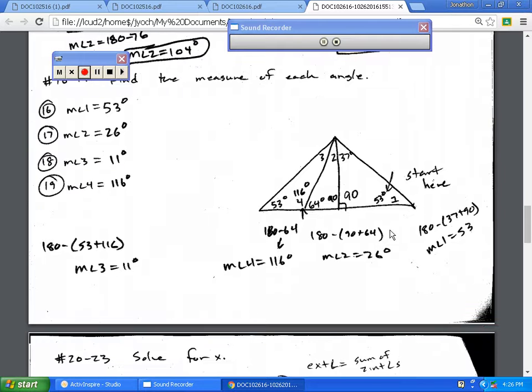Guys, on 16 through 19, maybe start on the right side here. This is 90, 37. Add them up.